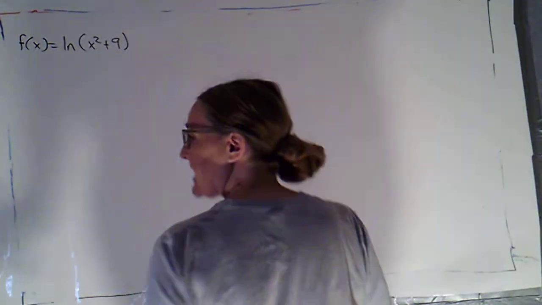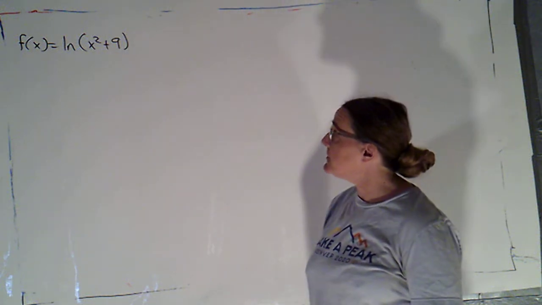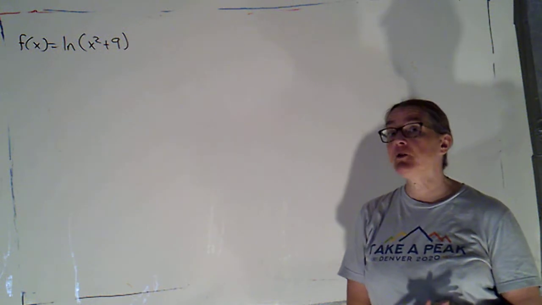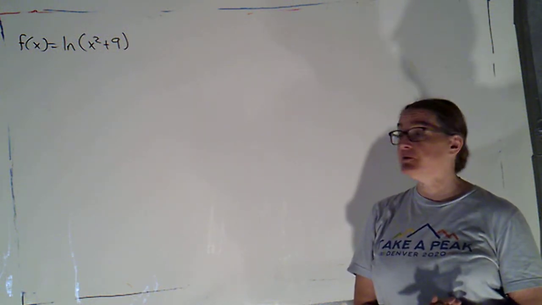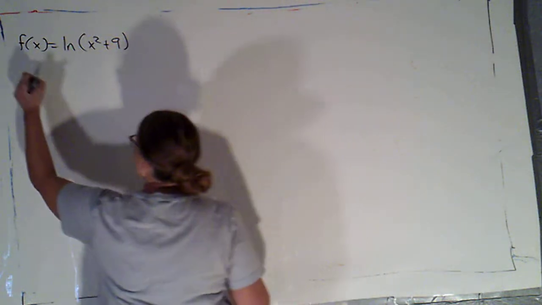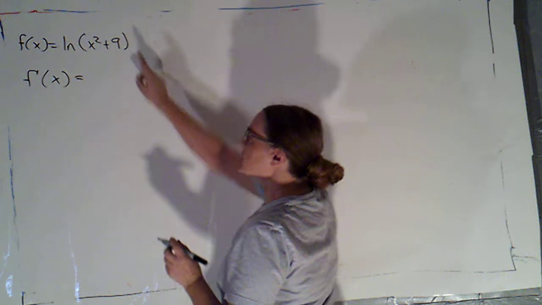Okay, so as we ended the last video, I was asking you to take a look at this function. I wanted the intervals on which the function was increasing and decreasing, and then the location and value of any and all relative maxes and mins. All of which requires that I know the derivative. So I'm going to look at f prime of x, and this looks like a chain rule problem.